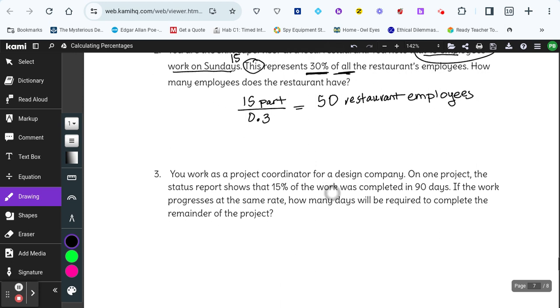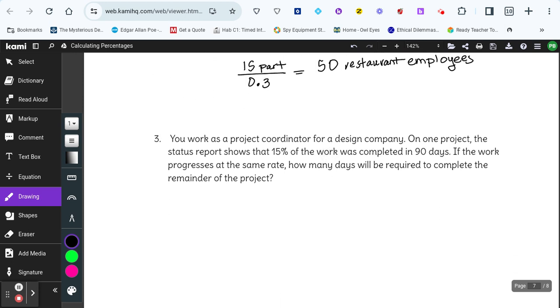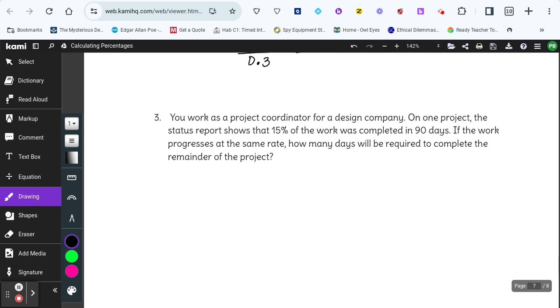All right, let's take a look at number 3. You work as a project coordinator for a design company. On one project, the status report shows that 15% of the work was completed in 90 days. Okay, so only a piece of it was completed in 90 days. It took 3 months for 15% of the work to get done.